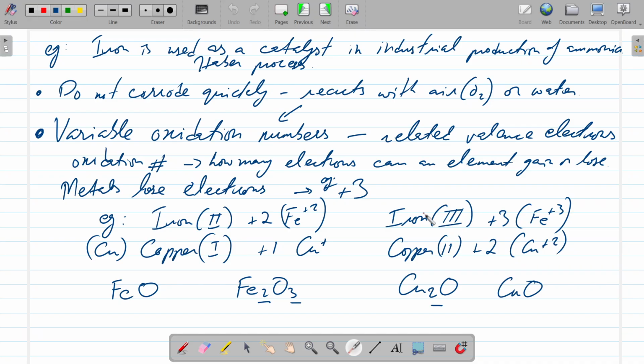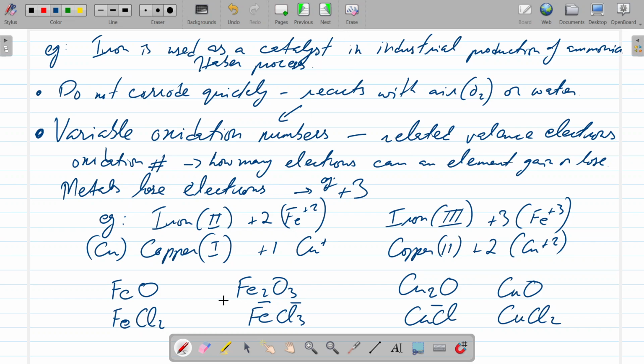So I can just add the chloride over here. So you can have iron 2 chloride or iron 3 chloride, or copper 1 chloride, or copper 2 chloride. So you can have that.